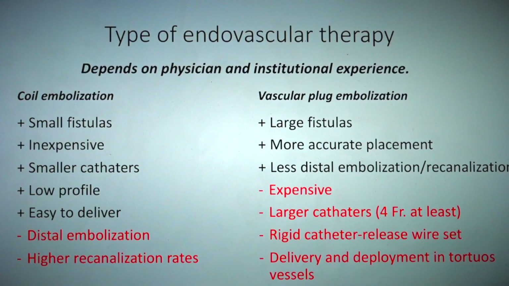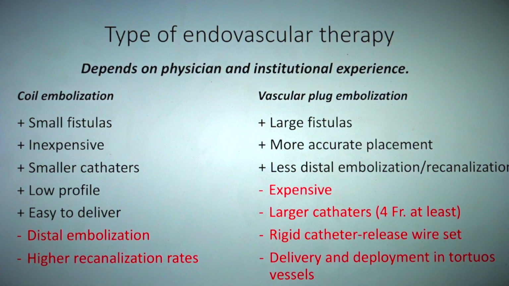When deciding the type of endovascular therapy, physician and institutional experience is of utmost importance. The two most commonly used techniques are coil embolization and vascular plug embolization, and both techniques have pros and cons. Coil embolization is used for smaller fistulas. It is an inexpensive method, needs smaller catheters, is a low-profile device, and is easy to deliver. But the Achilles heel of this technique is distal embolization and a higher recanalization rate.